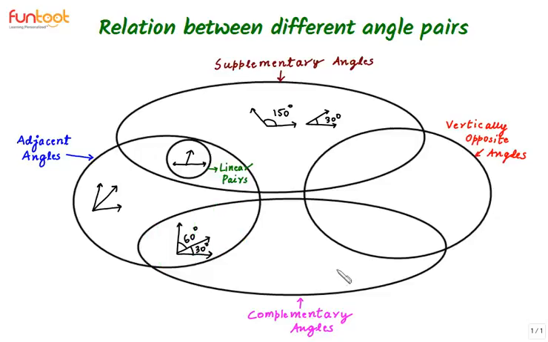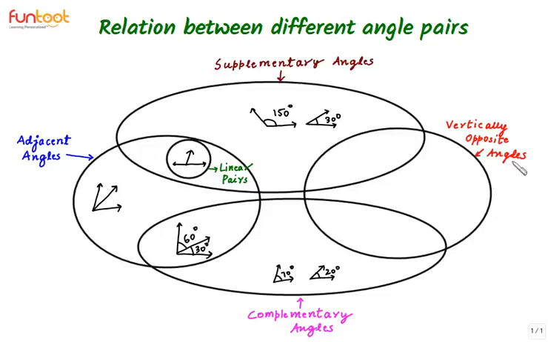Next thing which comes to our mind is, are all complementary angles adjacent? No, this is not the case. We can have complementary angles which are not adjacent, like these angles. Let's say one is 20 degrees and the other is 70 degrees. So the total of these angles is 90 degrees and they are not adjacent but complementary.